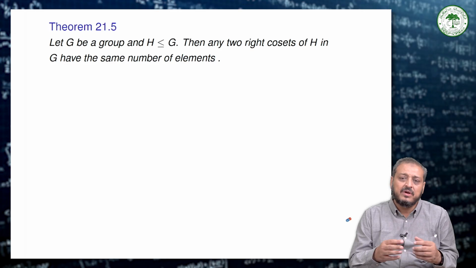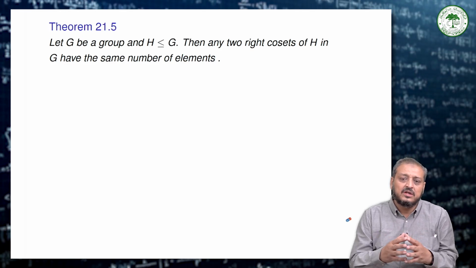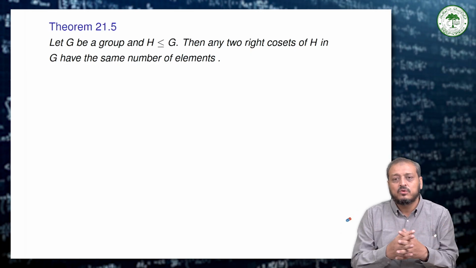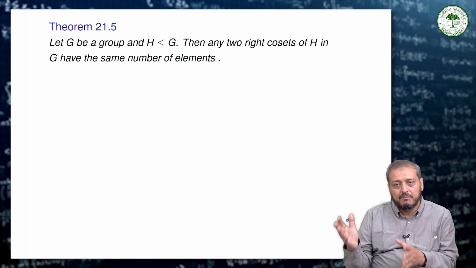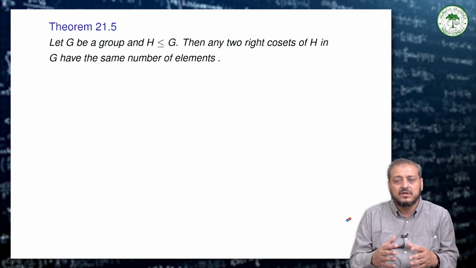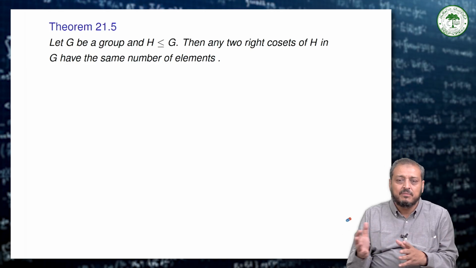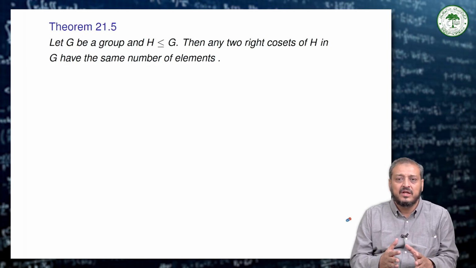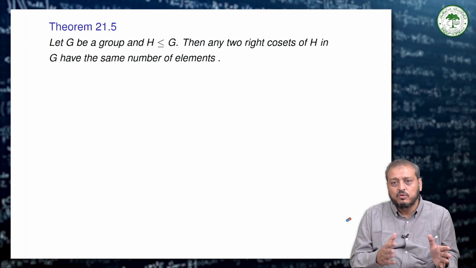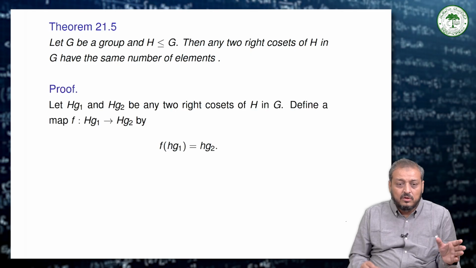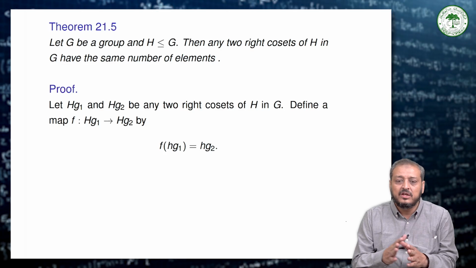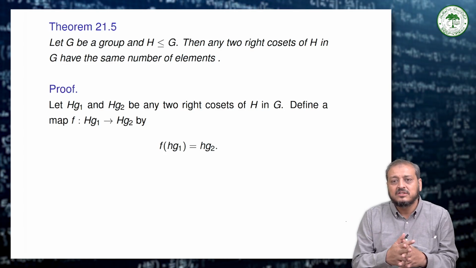So we use the same technique for proving this result. We take two right cosets, and between these two right cosets we define a map, and then try to show that the map is bijective. If this map is bijective, then we can simply say that the number of elements of these two cosets are the same. So let Hg1 and Hg2 be any two right cosets of H in G.